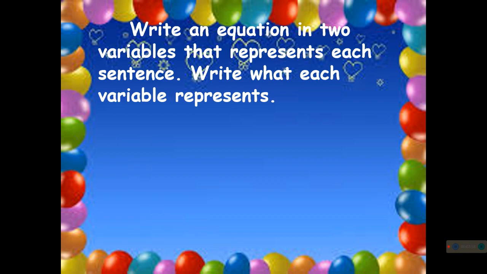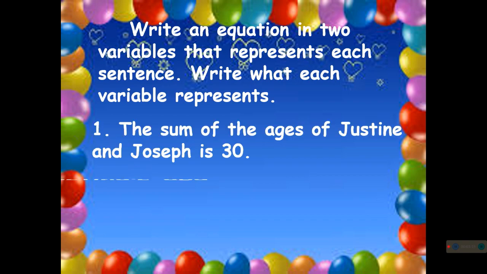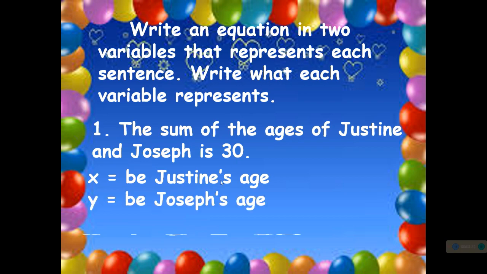Okay? So how about if you're going to have the equation? So you are going to write an equation in two variables that represents each sentence. Write what each variable represents. Okay? So let's have number 1. The sum of the ages of Justin and Joseph is 30. How are you going to translate that? Okay. So let us have first the representation. So X will be Justin's age and our Y will be Joseph's age. And our equation will be, yes, X plus Y equals 30.